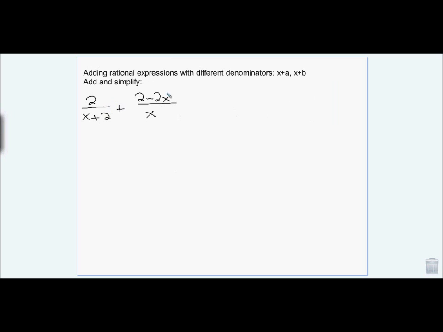Now we have rational expressions that have different denominators, but they're in the form of expressions. So what we need to do is find our common denominator between x and x plus 2. Well, the common denominator between x and x plus 2 is x times x plus 2. Which means I have to multiply this denominator by x, so I multiply my numerator by x, and I have to multiply this denominator times x plus 2, so I'm also going to multiply my numerator times x plus 2.